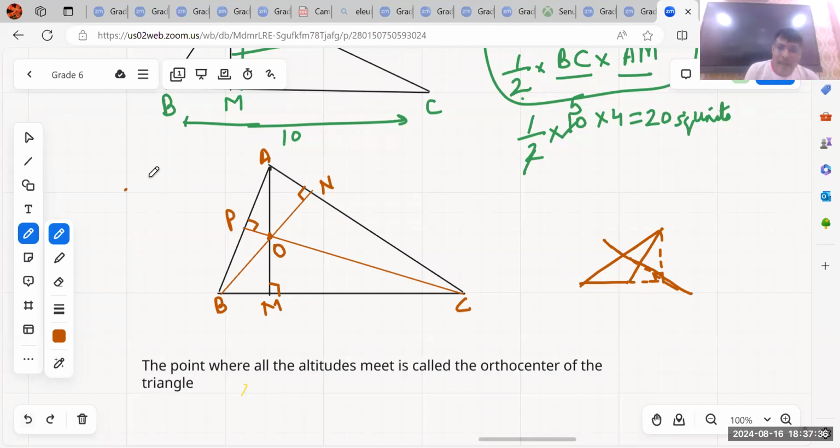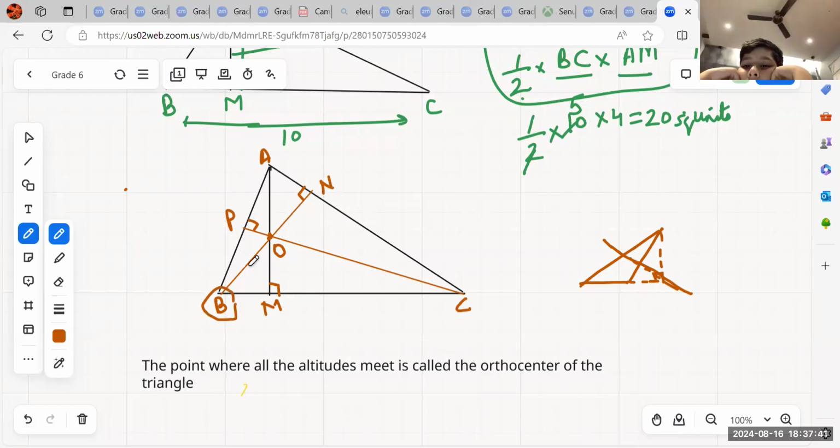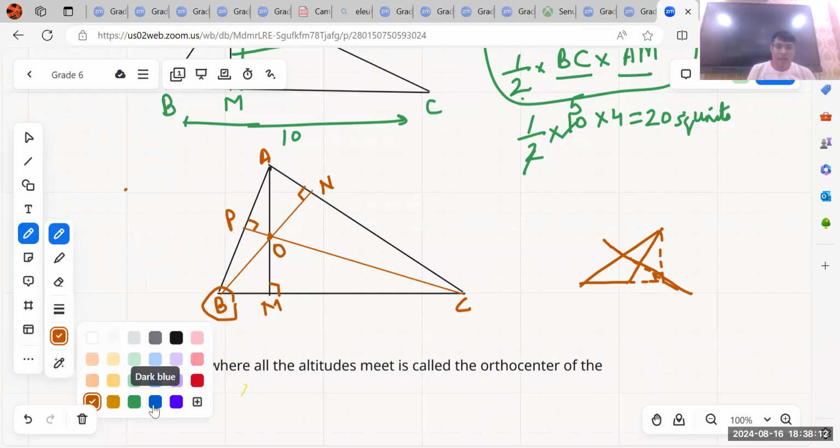For example, notice the vertex B. On B, I have drawn an altitude on AC. Which side is opposite to B? AC. AC is the side opposite to B. Can you see that? Yeah, okay. So opposite to B, you have AC. Now BN is the altitude. And the intersection point is O. So O is the intersection of altitudes, so we'll call it orthocenter.